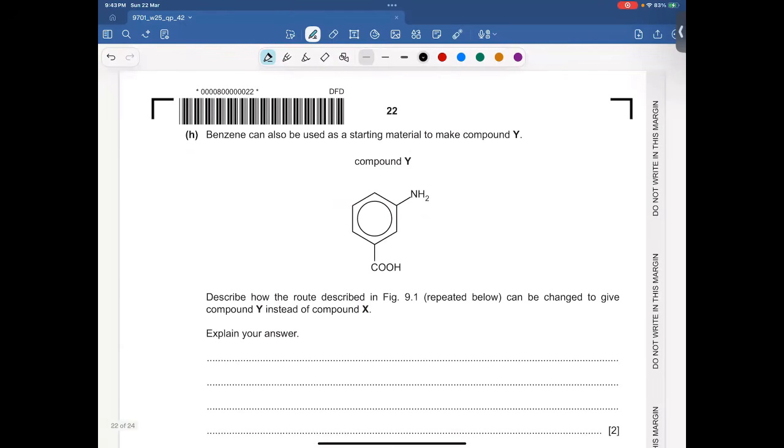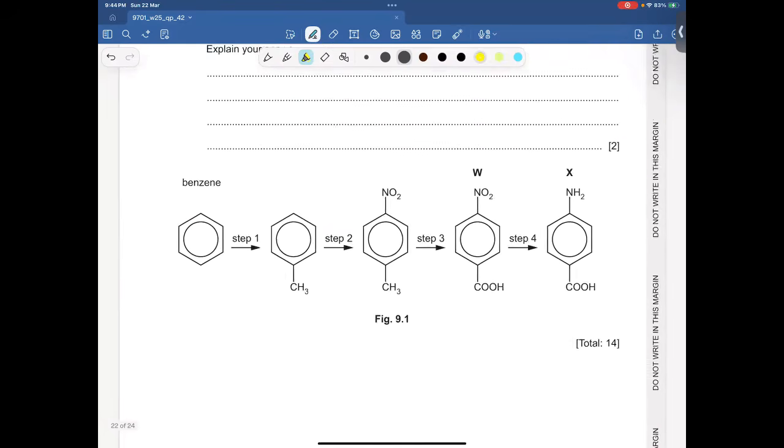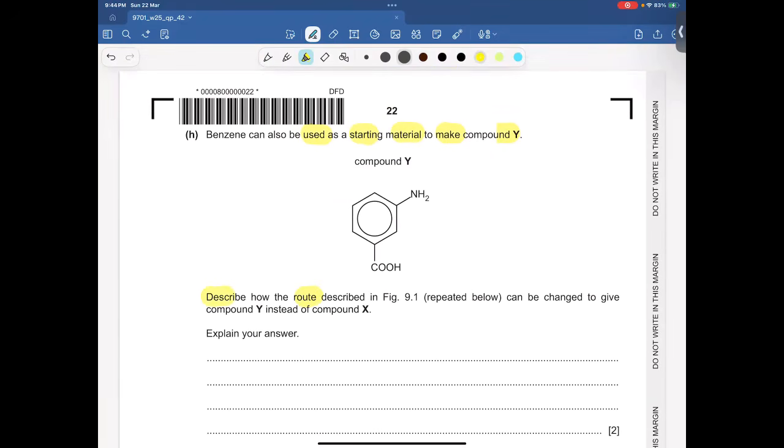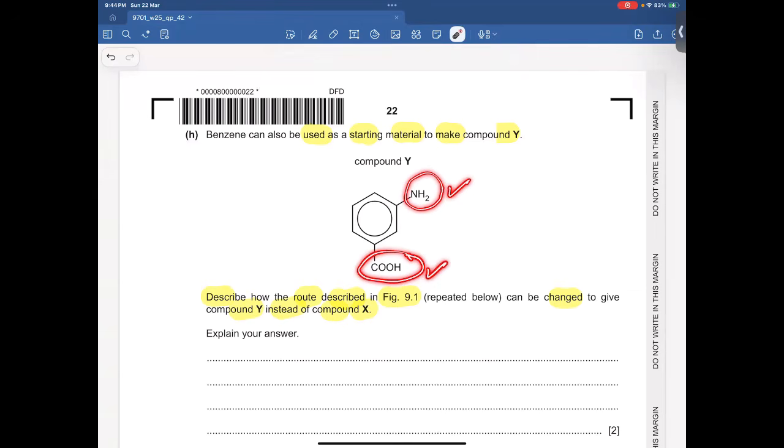The next part is: benzene can also be used as a starting material to make compound Y. Describe how the route described in figure 9.1 can be changed to give compound Y instead of compound X. First of all, this is an ortho-para directing group and this is a meta directing group. This is an activating group. This is a deactivating group. This is an electron donating group. This is an electron withdrawing group.